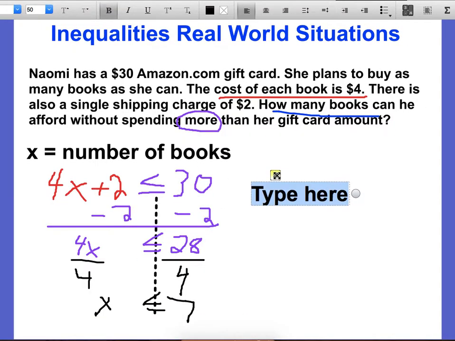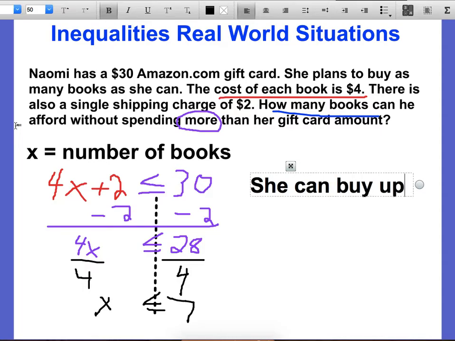Okay, so then we need to reason through this with how do I write an answer to this. So it says, how many books can she afford without spending more than her gift card amount? So she can buy up to 7 books. So she could buy less than 7, or she could buy 7 exactly.